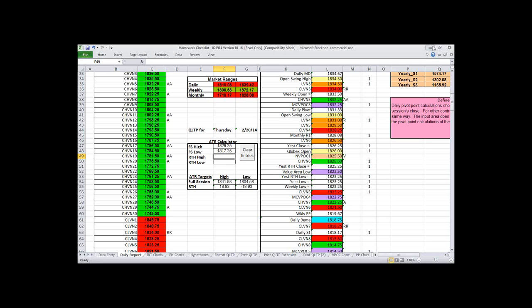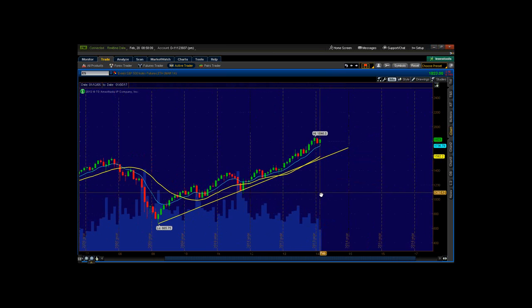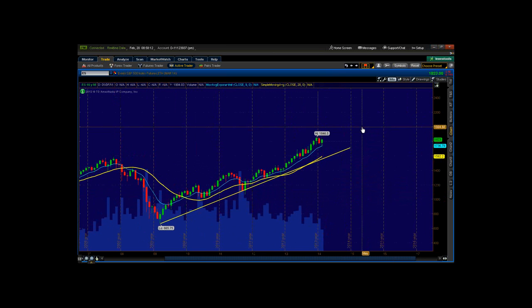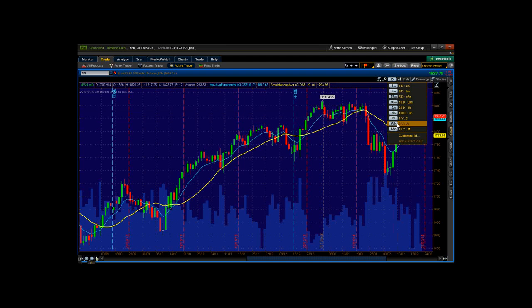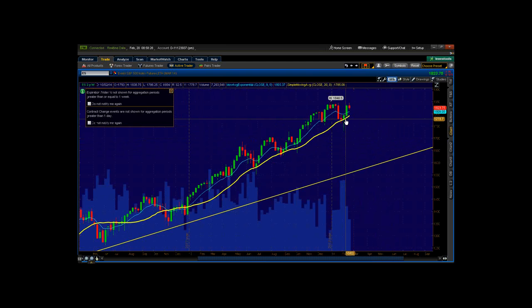Let's move over to taking a look at the trend. Of course, the trend on the monthly is still very much intact. Good slope, good separation. So trend is intact on the monthly. On the weekly, same thing.